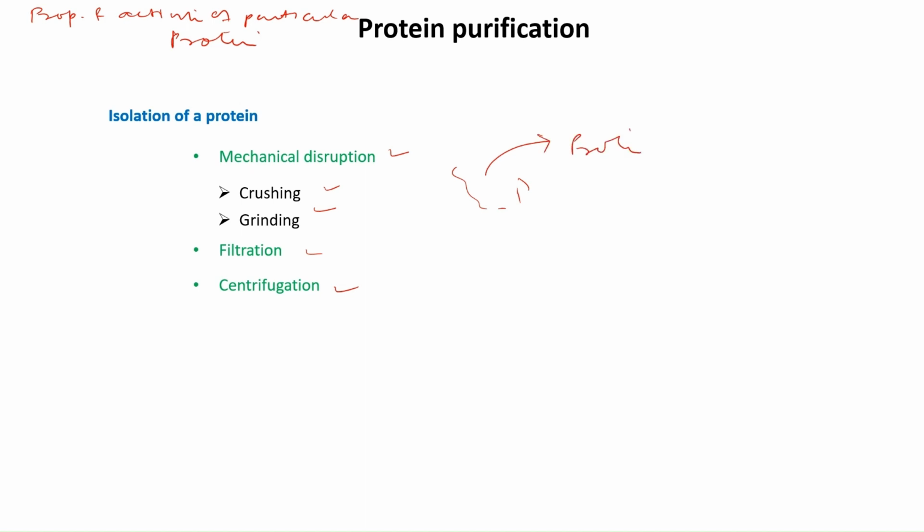After breaking the cell, we need to do filtration or centrifugation so that the broken cell parts as well as other unwanted cell materials can be separated from the protein mixture. So this is the first step of any protein purification, that is, to take the mixture of proteins, or the crude protein, out from any biological tissue.